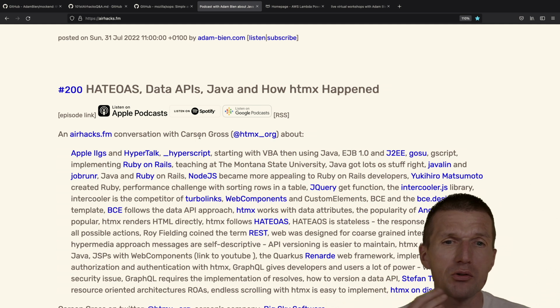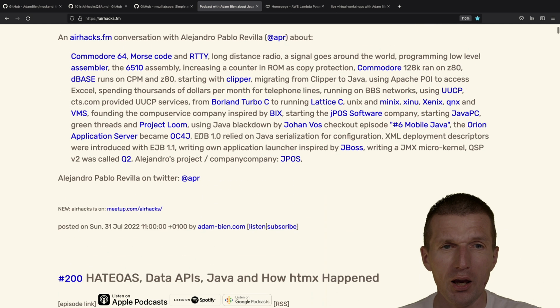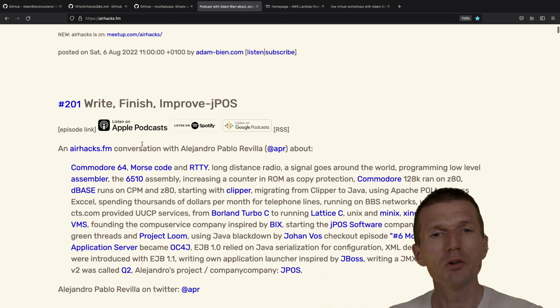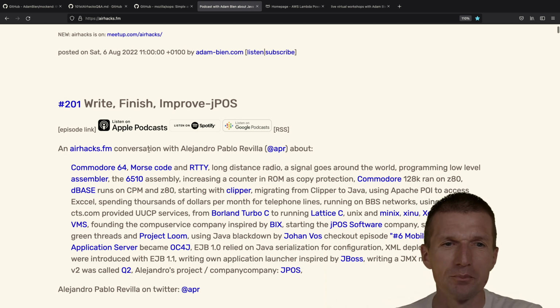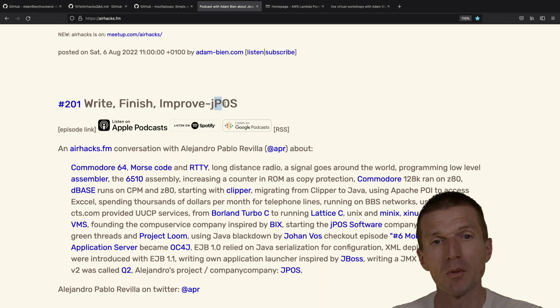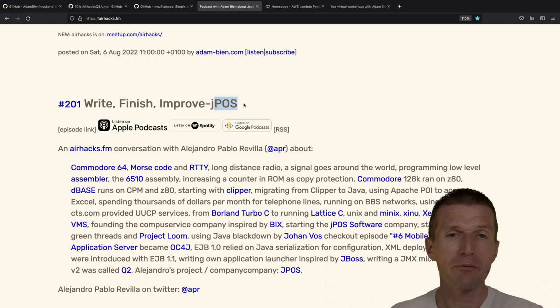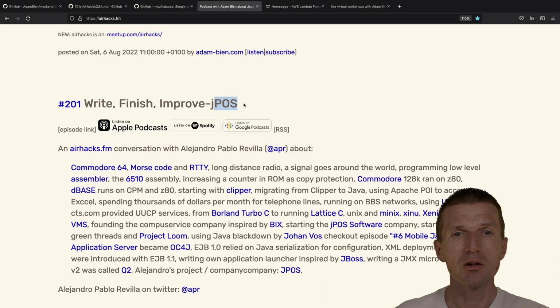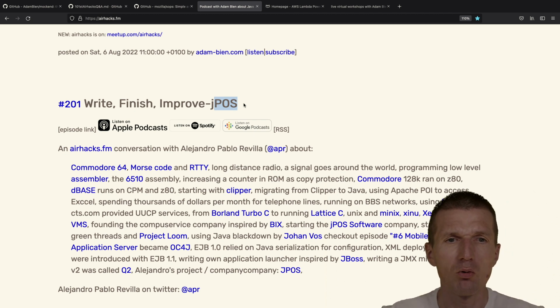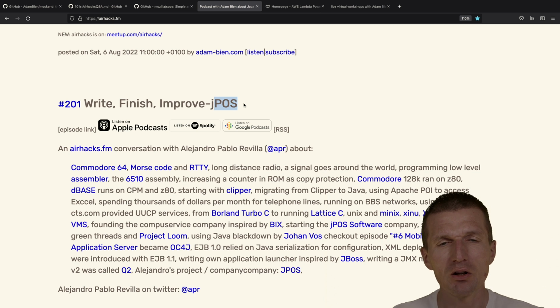And Carson also tried to be minimalistic, no dependencies, and his JavaScript code looks like Java code. So this was an interesting one. And also Alejandro Pablo Revilla, interesting podcast about jPOS, Java Point of Sales, actually a framework which is hugely successful. It is used everywhere. And what's interesting about Alejandro, he maintains the framework for a long time and still has fun with it. Was really nice and interesting discussion.